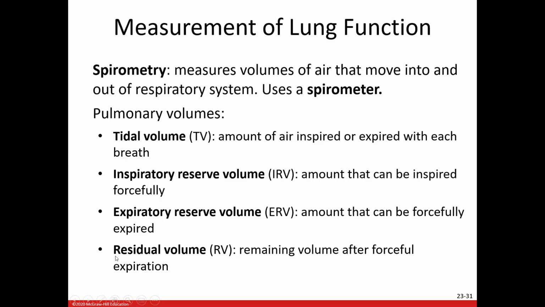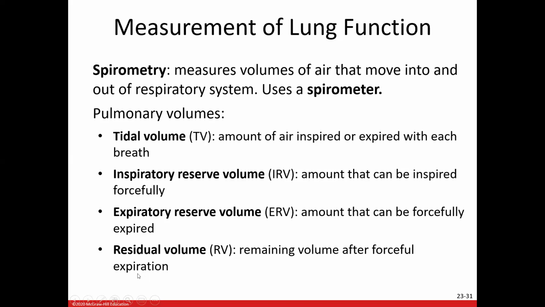And then lastly, we have that residual volume, and this is what's left over after you do the expiratory reserve volume. So after you push all the air you can out, so you're blue in the face, you'll have a little bit left over. You'll never totally be able to get rid of all the volume of air in the lungs.